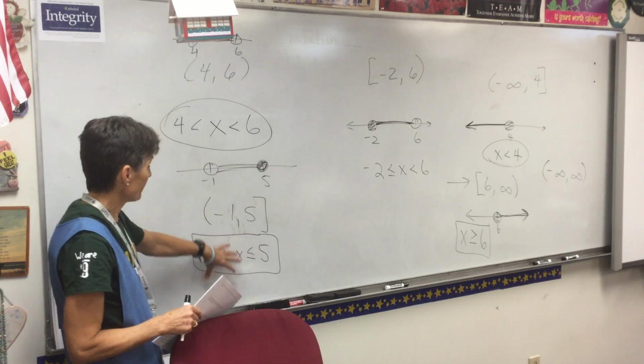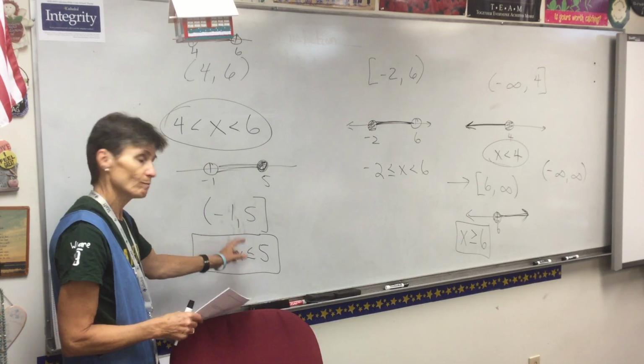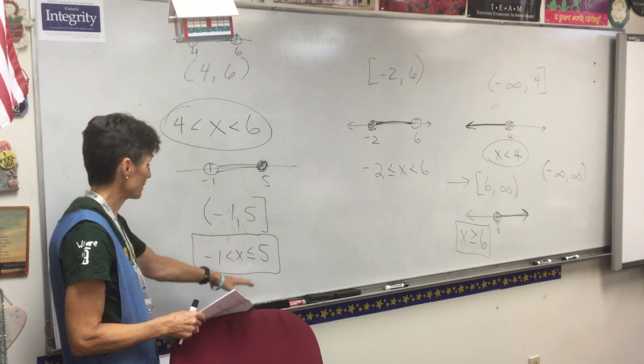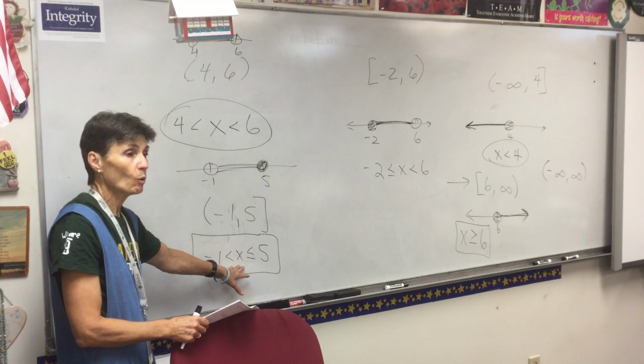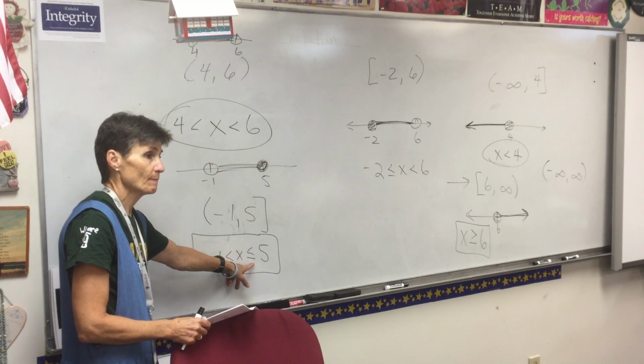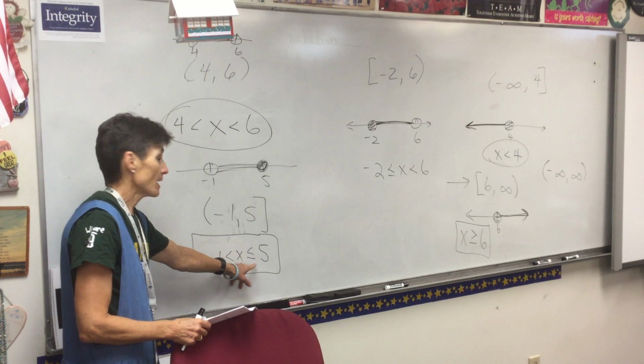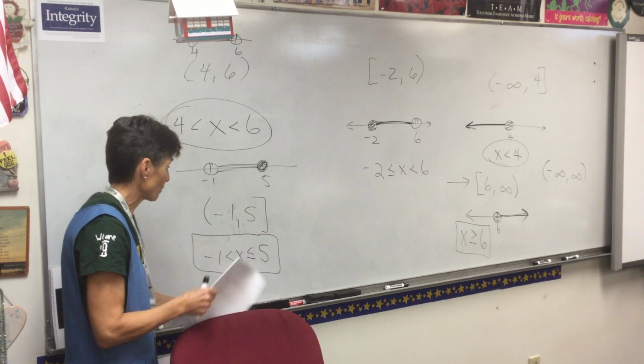Remember when you write your compound inequality, that's got 2 numbers in it, so it's called compound. When you write your compound inequality, you're always using less thans. And this one has to have an or equal to because it's a bracket.